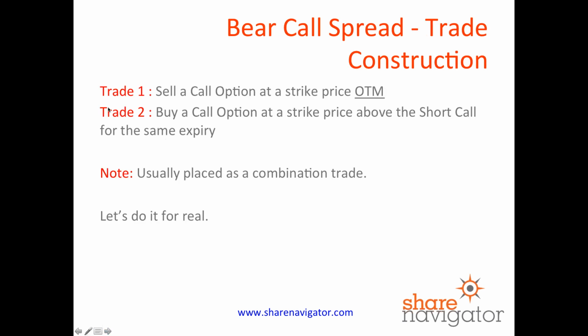So how do you go about constructing the trade? Well, there's two parts to it. First part is to sell a call option at a strike price. We would recommend out of the money, and we'll explain why later on. And the second part of the trade is to buy a call option at a strike price above the short call for the exact same expiry. Now this is placed in your broker as a combination trade, as one trade. So let's go to the demo account and do this for real.